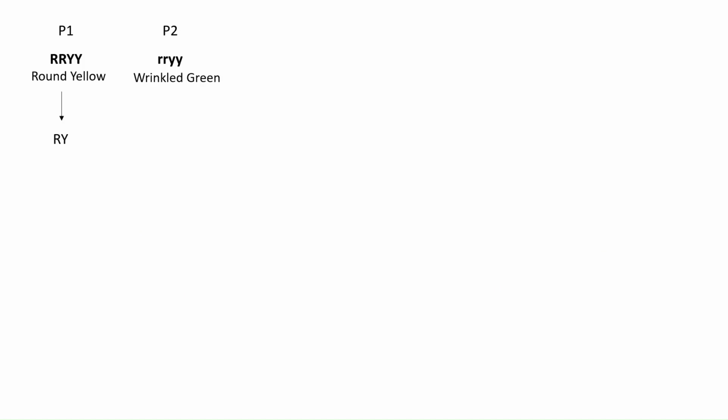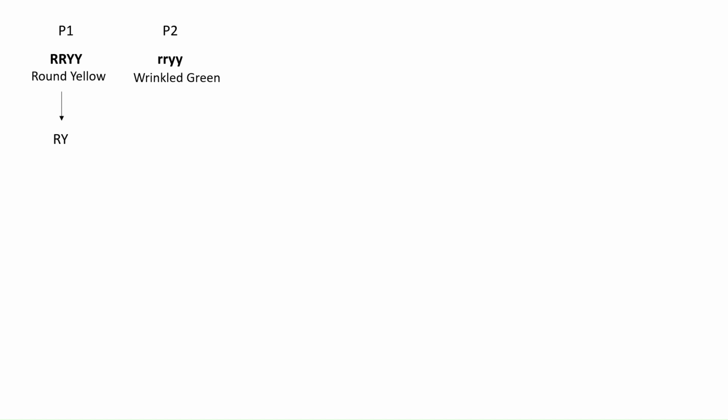So now we have two parents, P1 and P2. P1 is a pure line, capital R, capital Y, that means the dominant characters, R for round and Y for yellow. P2, parent 2, has the pure line of recessive characters, small r and small y, that is wrinkled and green. Here we are dealing with two characters. Remember, in the monohybrid cross we were dealing with one character. Here we are taking two characters together.